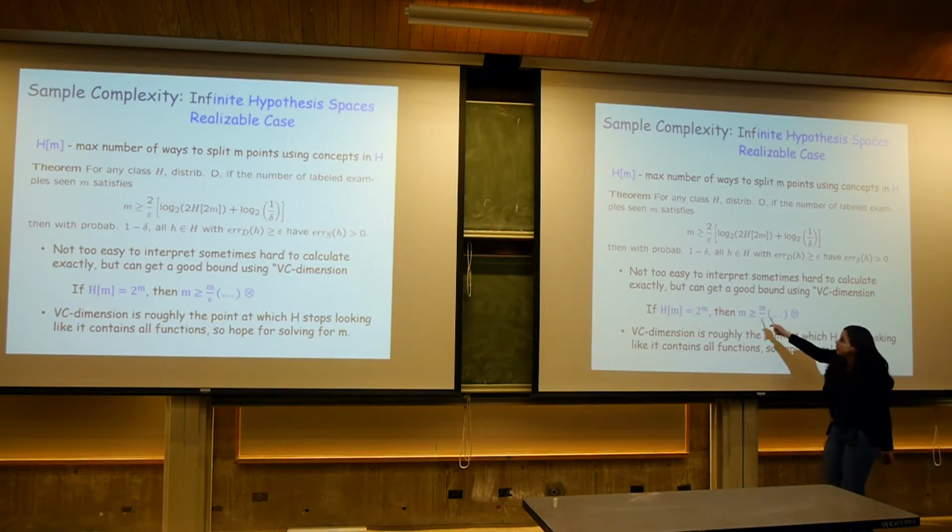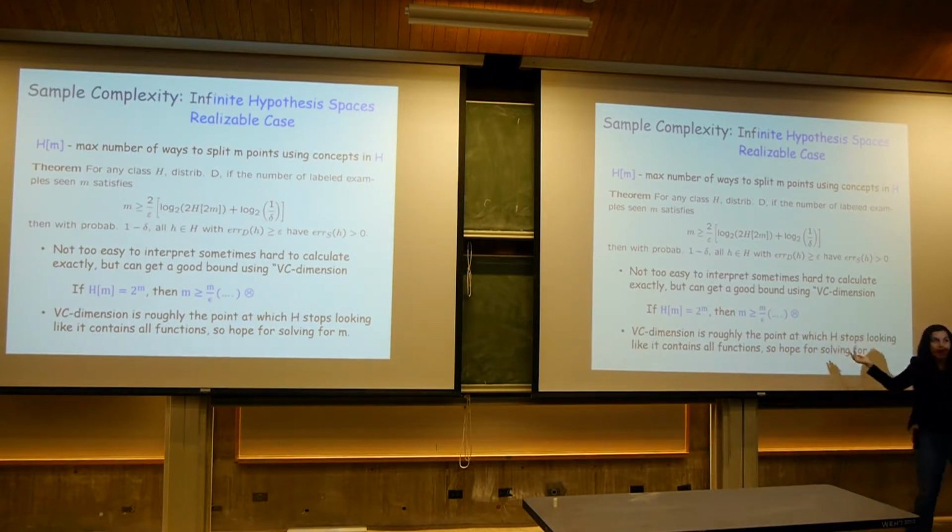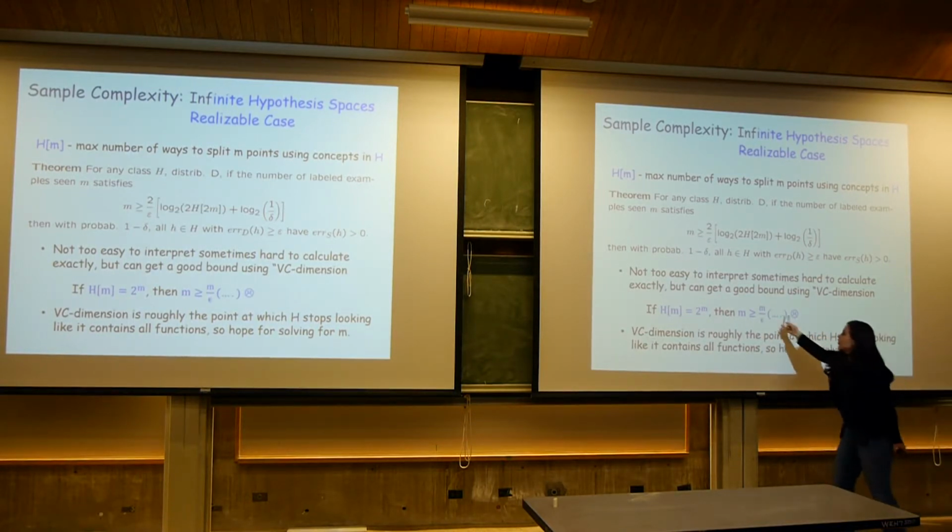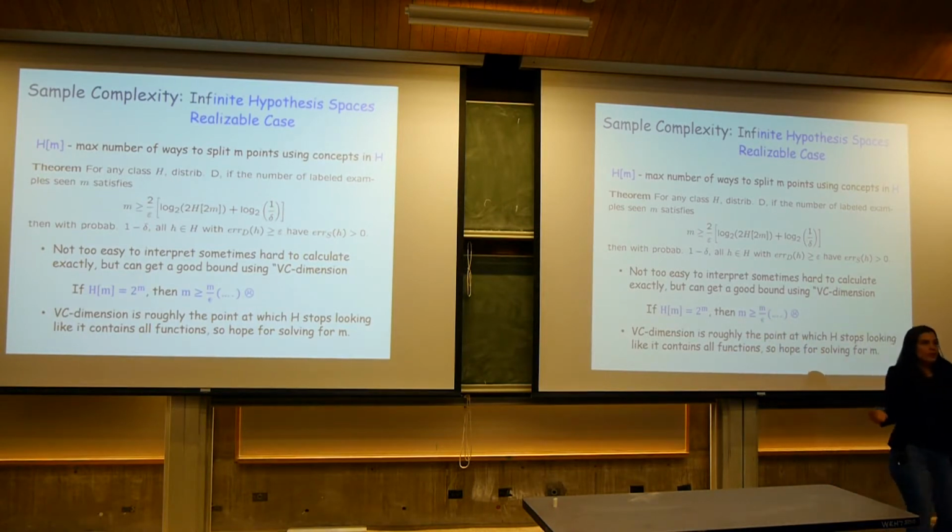Well, what my inequality will tell me is that if the number of samples I see, m, is at least 2 over epsilon times log of 2 to the m, then something would happen. But this will never be satisfied, obviously. So for this to be interesting, at some point we need H of m to stop behaving like it contains all possible labelings for a sample of size m. Otherwise, this bound will be useless.